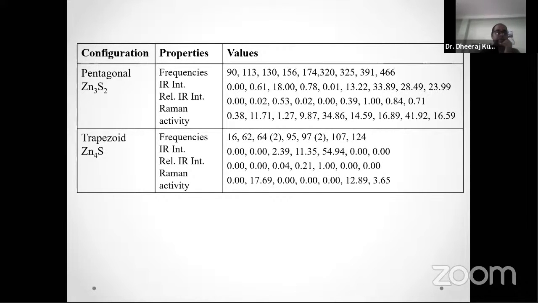Pentagonal and trapezoid structures, none of them has imaginary vibrational frequencies. All frequencies are real. So these will be stable structures.